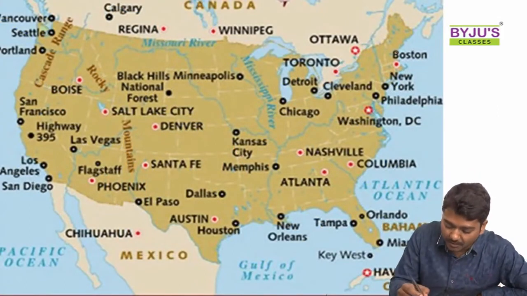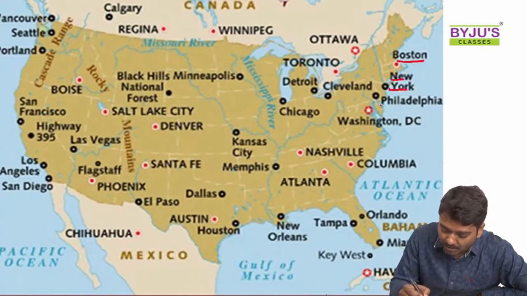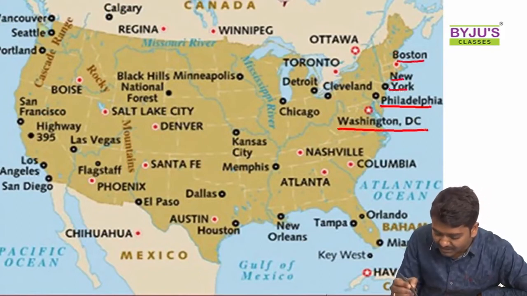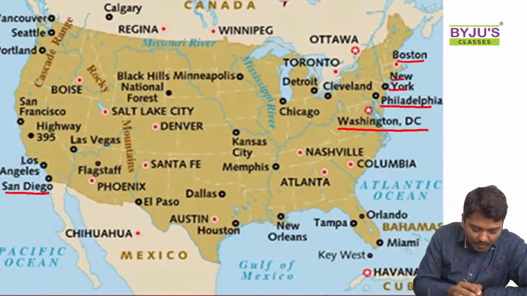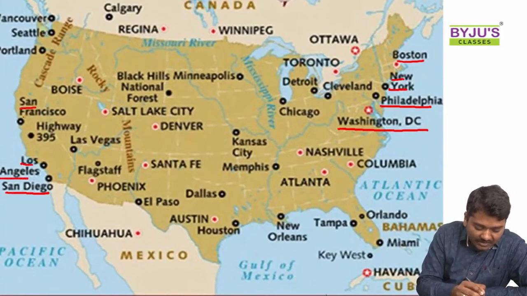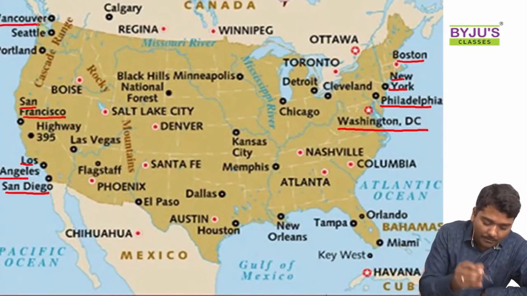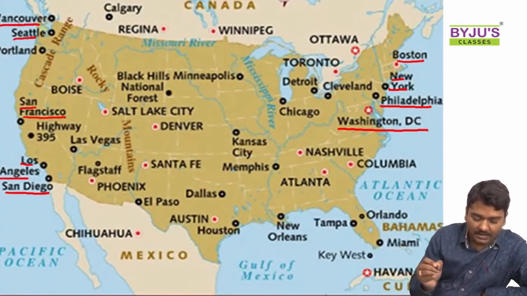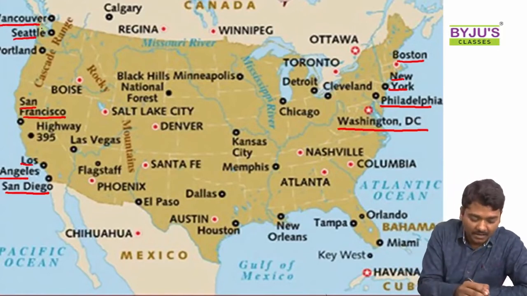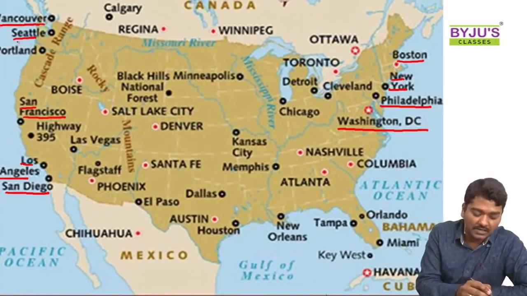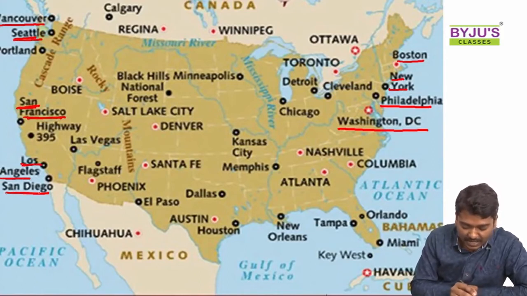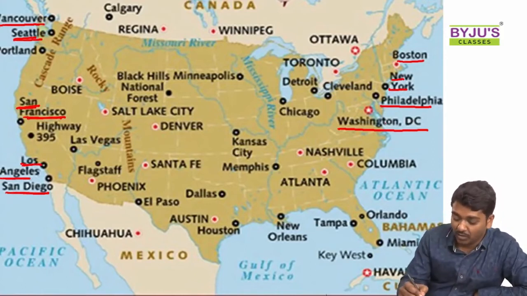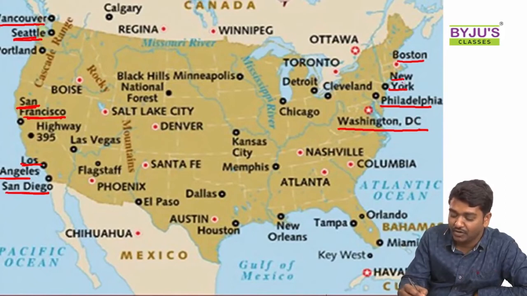So first, Boston, New York, Philadelphia, Washington DC, right? Then you see San Diego, Los Angeles, San Francisco, Vancouver, Seattle. See, I'll just come through the places again. Vancouver in the west coast, Seattle, San Francisco, Los Angeles, San Diego. Then you have Washington DC, Philadelphia, New York, Boston.